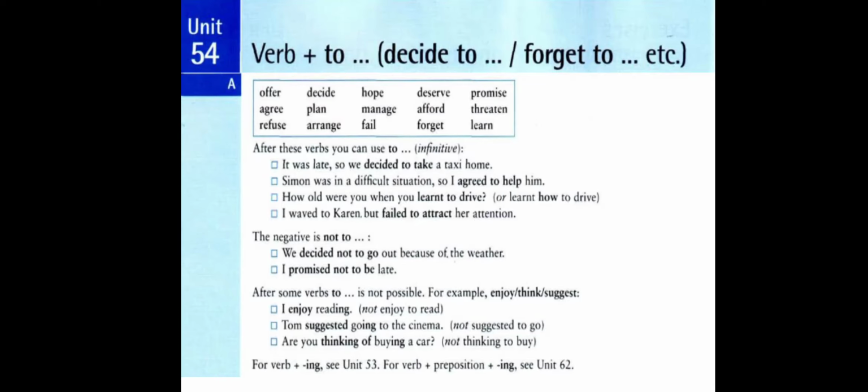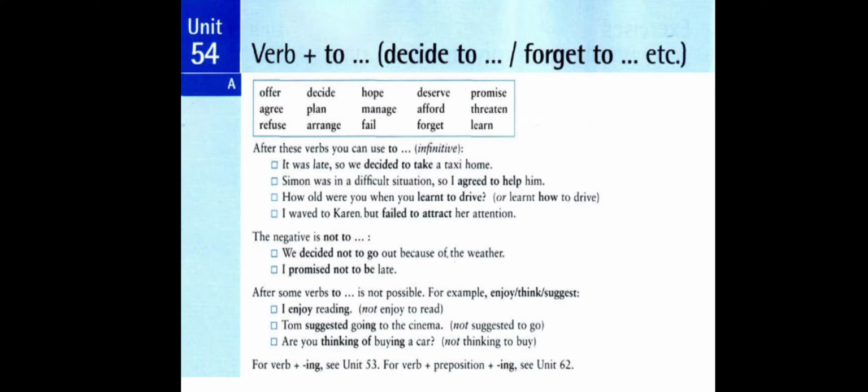Welcome to English Grammar 2, Unit 54. Verbs followed by to plus the base form. Verb plus to plus base form. For example, we have decide to and forget to, etc.